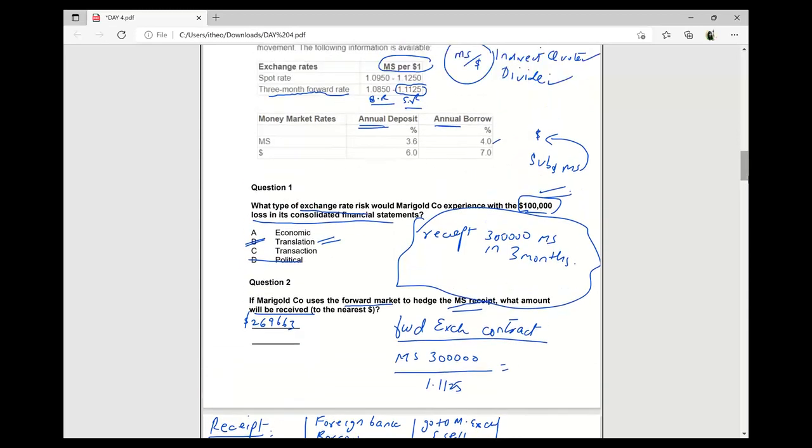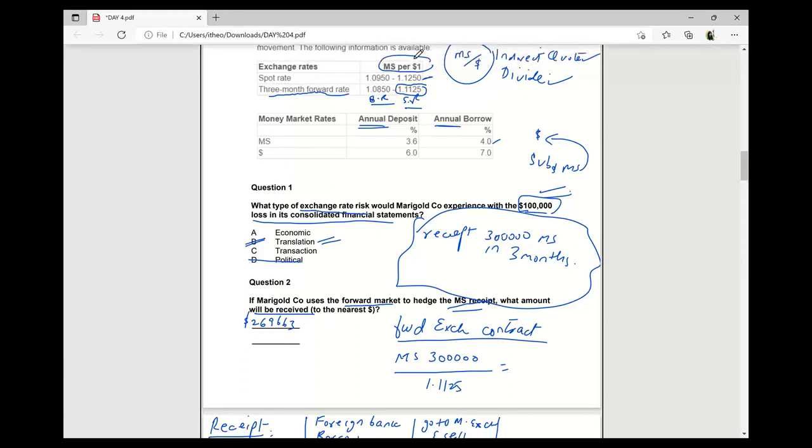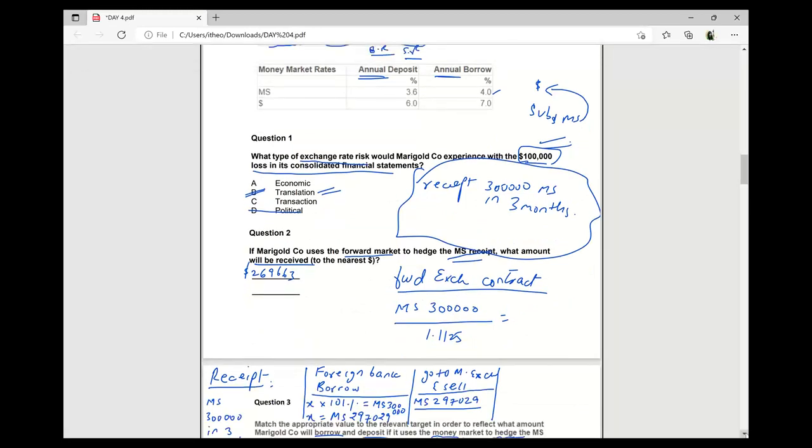What is the spot selling rate? 1.125. Forward rates are only used in forward exchange contract. Remember, in money market hedging, all transactions are taking place now, so we use the spot rate 1.125. So this gives you $264,026.